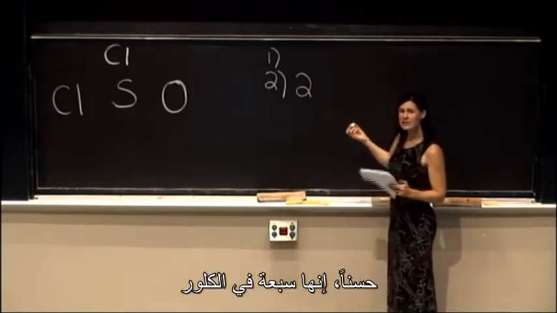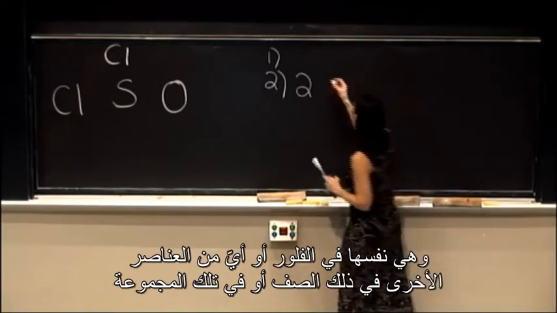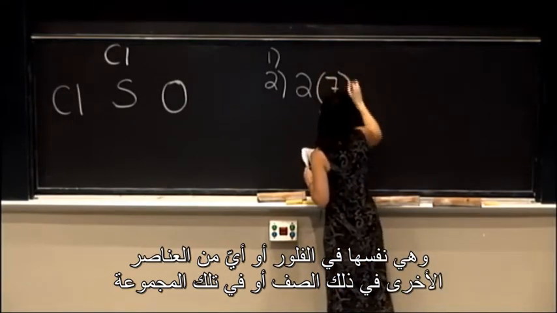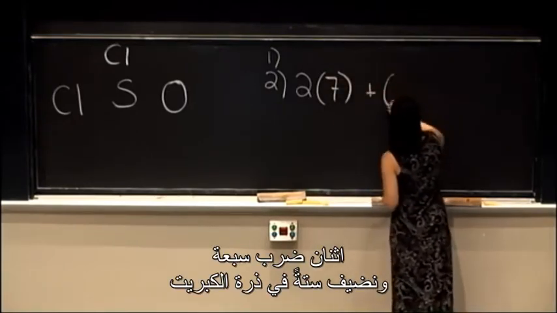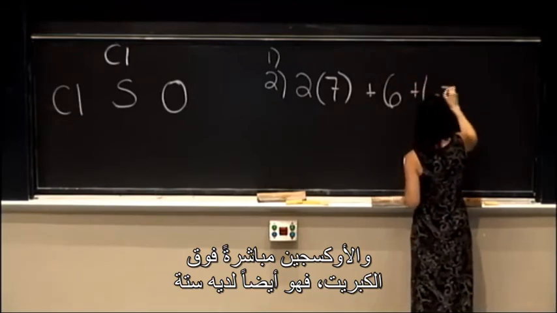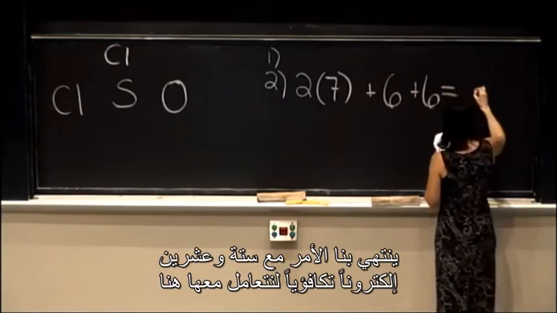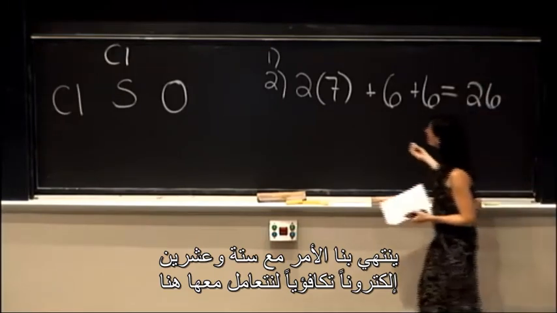All right, so it's 7 that are in chlorine. It's the same as fluorine or any of the others in that group. 2 times 7, plus we have 6 in the sulfur, and oxygen is right above sulfur, so that also has 6. So we end up having 26 valence electrons that we're dealing with here.